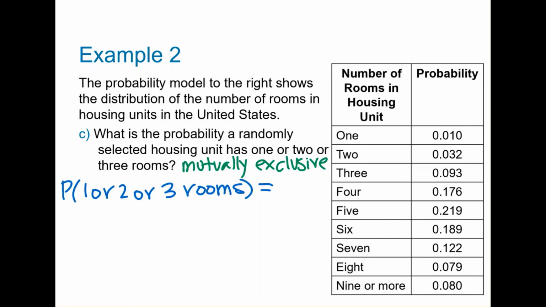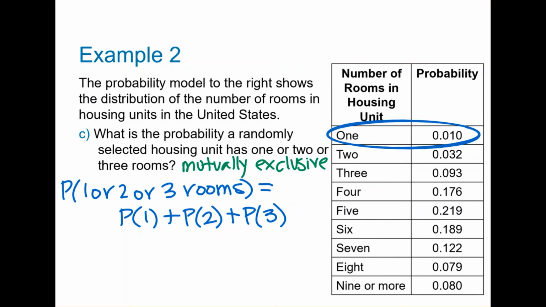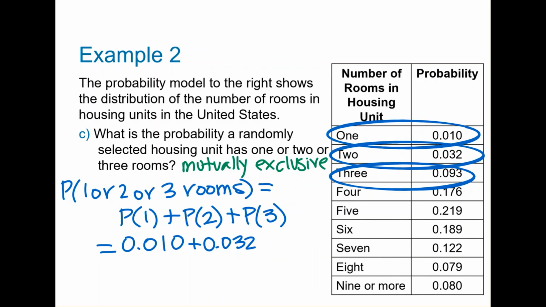So we want to find the probability of having 1 or 2 or 3 rooms. So we can just add the probability of 1 room plus the probability of having 2 rooms plus the probability of having 3 rooms. The probability of having 1 room is 0.010. The probability of having 2 rooms is 0.032. The probability of having 3 rooms is 0.093. Now we add the probabilities and we get 0.135.